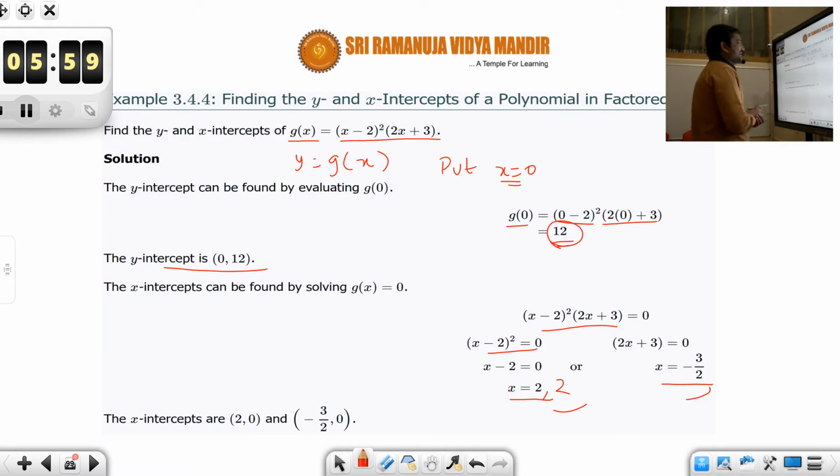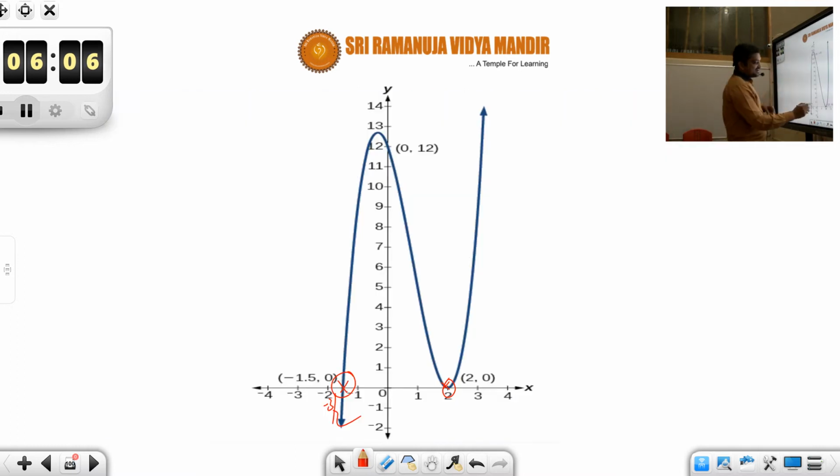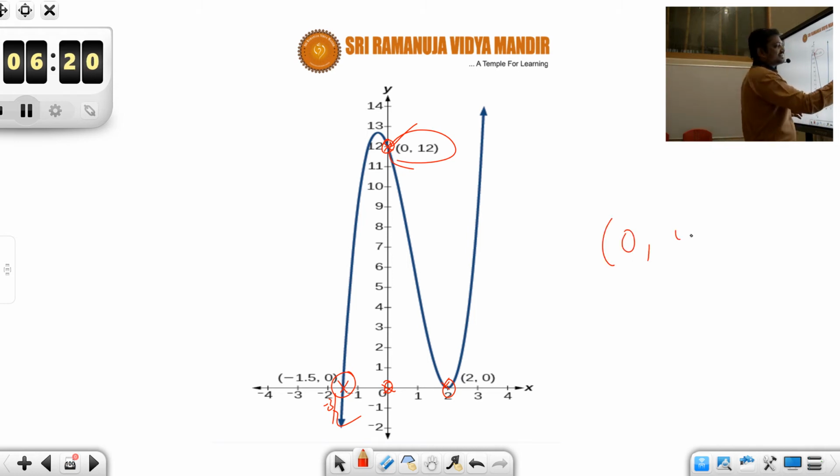What did we say about the y-intercept? When we put x is equal to 0, the y-intercept should be 12. That is, in the graph, at x is equal to 0, the value of y should be 12. That is, the graph should pass through this point (0, 12). So when you get the y-intercept, the graph should pass through this point.